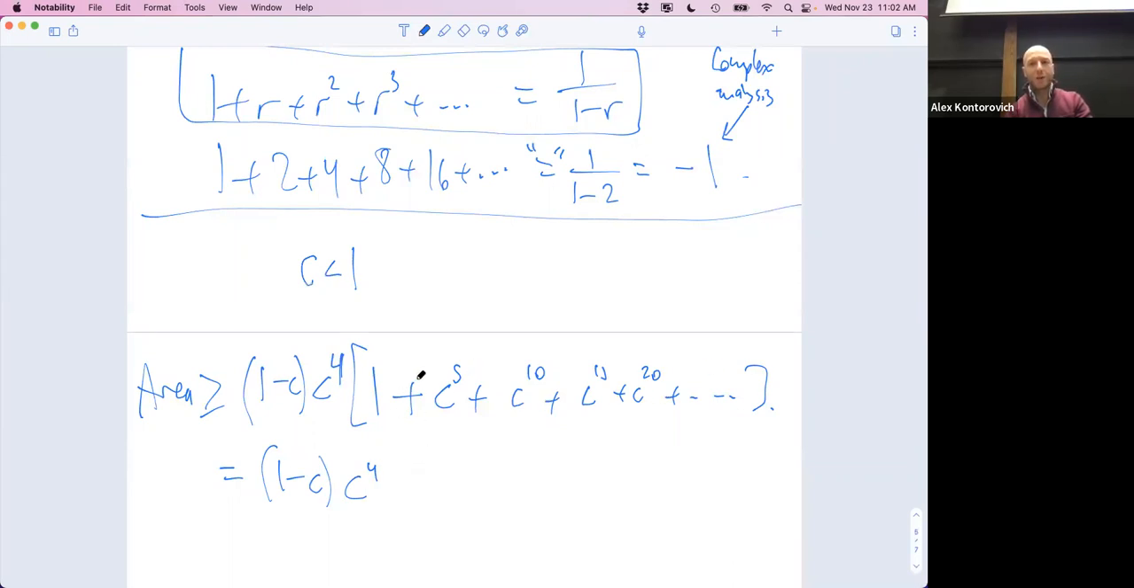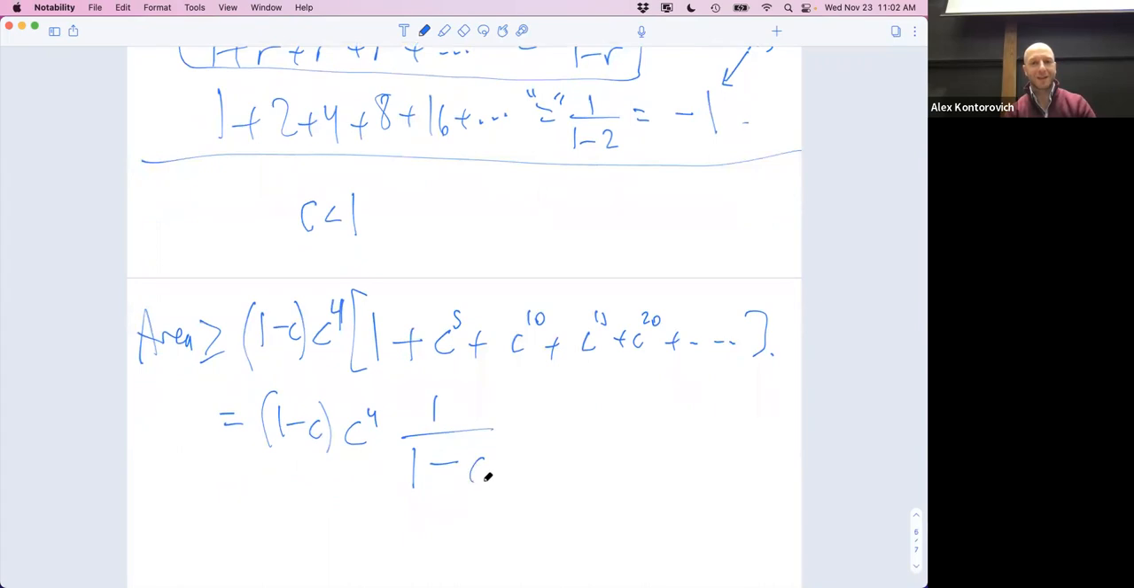And what does this whole thing sum to? 1 over 1 minus c to the fifth. I can multiply all of this out, and I get c to the fourth minus c to the fifth over 1 minus c to the fifth. There's a simpler way to do it. I'll show you in a minute.